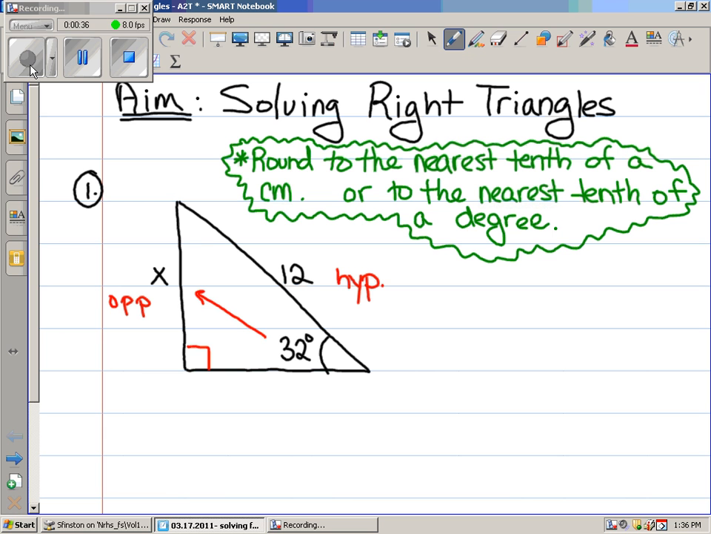So now take a look. You've got the opposite side, you've got the hypotenuse. Which one are we going to be using? Sine, cos, or tan? Sine. Sine equals, and I want you to write this down exactly as it appears on the board. The sine of 32 degrees, and I put it like that because that's what it looks like on your calculator, equals the opposite side x over 12. Now what do you do?